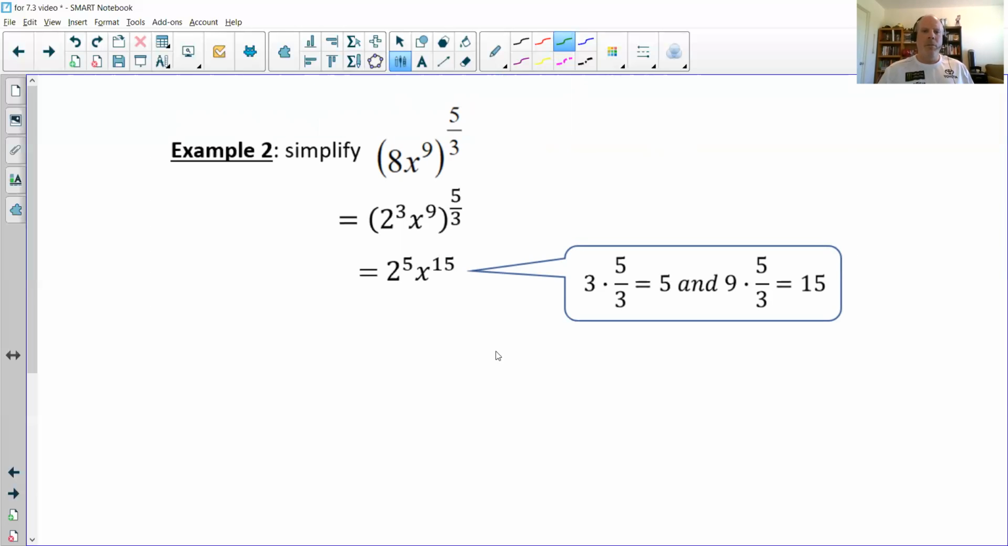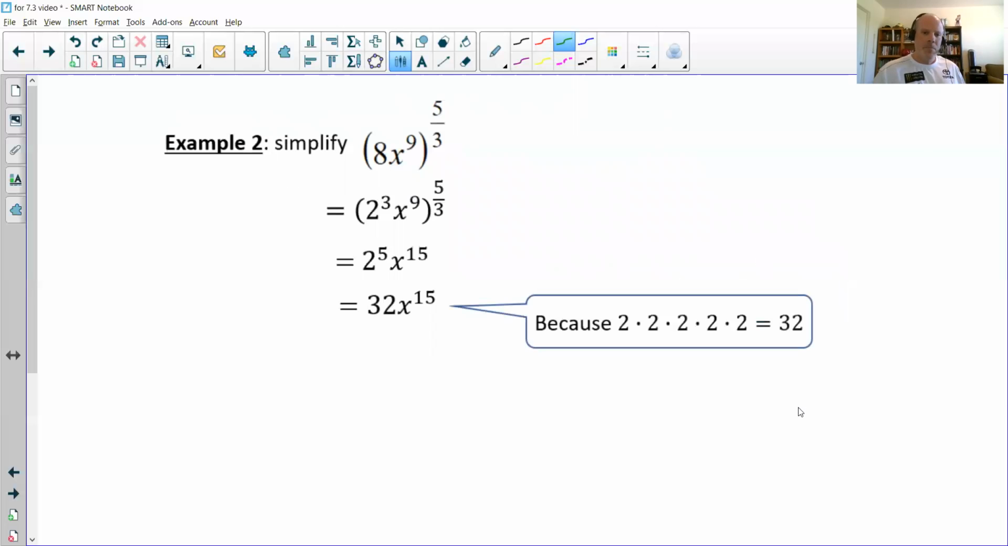Now I will use the power to a power rule, which means I take the exponent of 3 and multiply it by 5/3. 3 times 5/3 is 5, so I get 2 to the 5th power. The x term, 9 times 5/3 is 15, so I'm left with x to the 15th. We can rewrite 2 to the 5th as 32. So our final answer is 32x to the 15th.